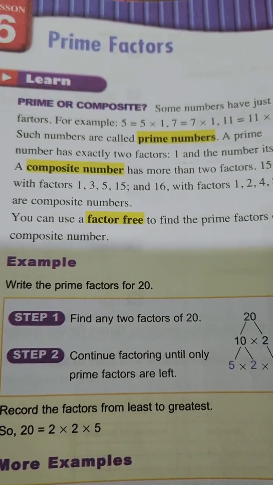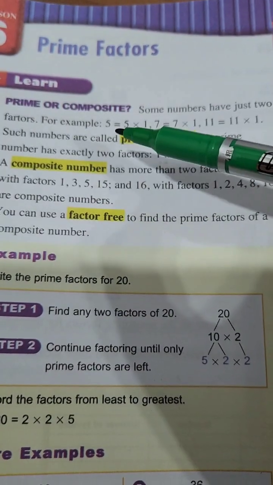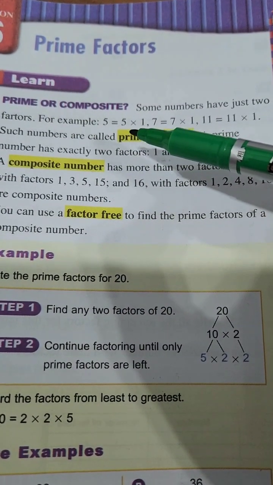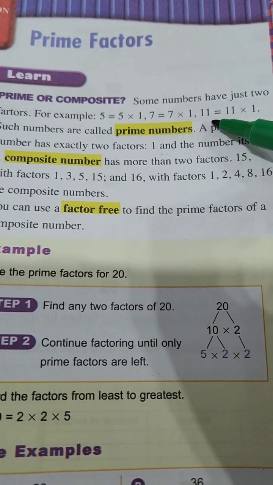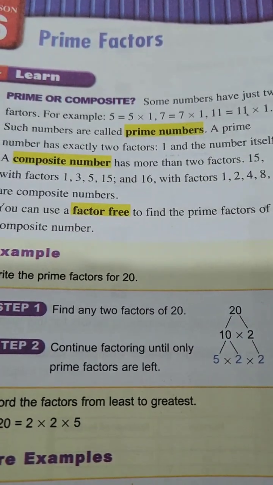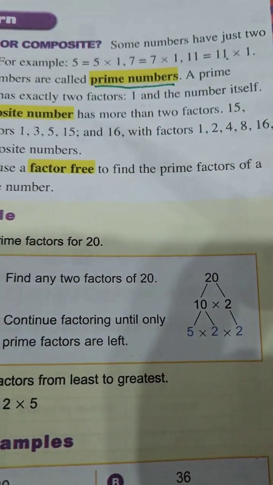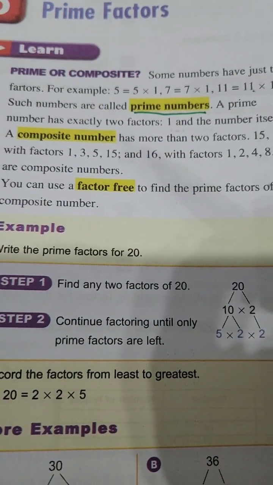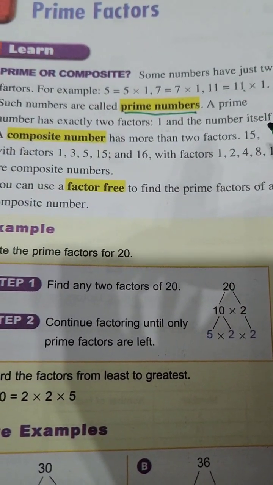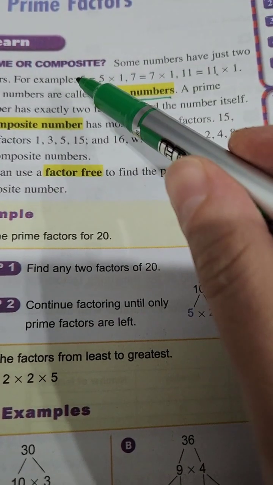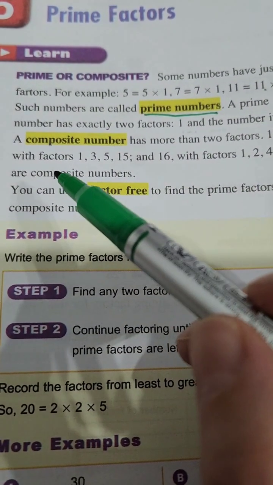So as you can see, some numbers have just 2 factors. For example, 5, you can write it 5 times 1. 7, we can write it 7 times 1. And 11, for example, 11 times 1. And such numbers we call prime numbers. As you can see, a prime number has exactly 2 factors, 1 and the number itself. Okay, so as you can see, numbers 5, 7, 11 are all prime numbers.